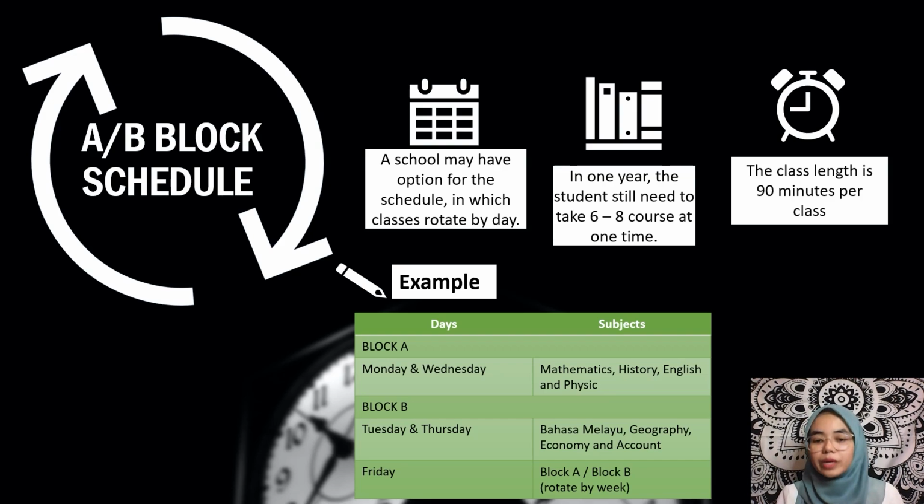For example, on Monday and Wednesday, the school will use block A, which is mathematics, history, English, and physics. For the next days, which are Tuesday and Thursday, they will use block B. In block B, there is Bahasa Melayu, account, economic, and geography. And on Friday, they will rotate. For example, this week they use block A, next week they will use block B, and it will be rotated by the week.